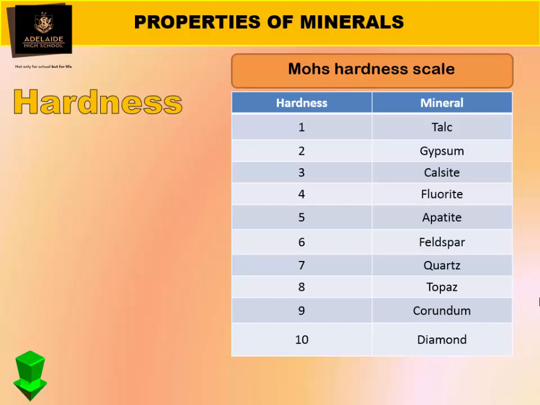You have hardness, and this is the Mohs hardness scale. So we try to compare and give a numerical value to each of these minerals to say that, yes, this is much harder than this. Gypsum is harder than talc, calcite harder than gypsum, and diamond being the hardest. All right, and that's why we always say diamond is the hardest material in the world.